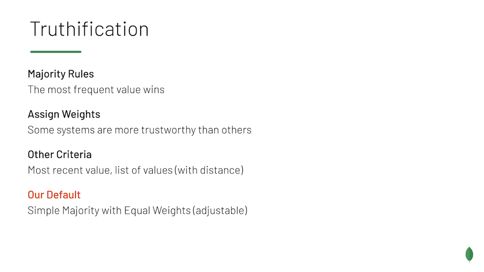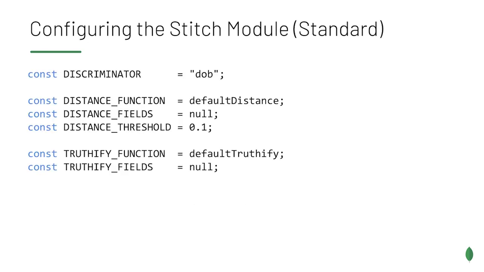We can also use other criteria to find the best values. For example, we could use the most recent value and assume that is correct. We can use a list of values where several values are all taken into the master rather than just one of them. And the default in our system is that we use a simple majority rule and we use equal weights for all source systems, but that is easily adjustable.